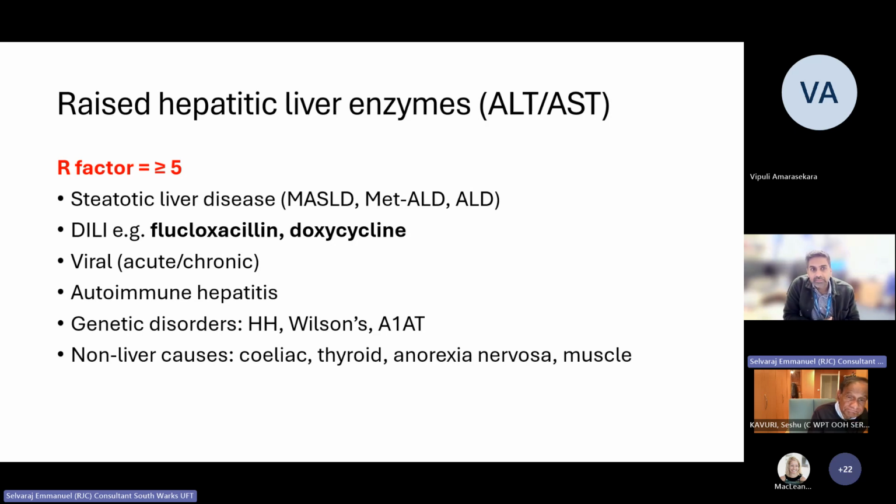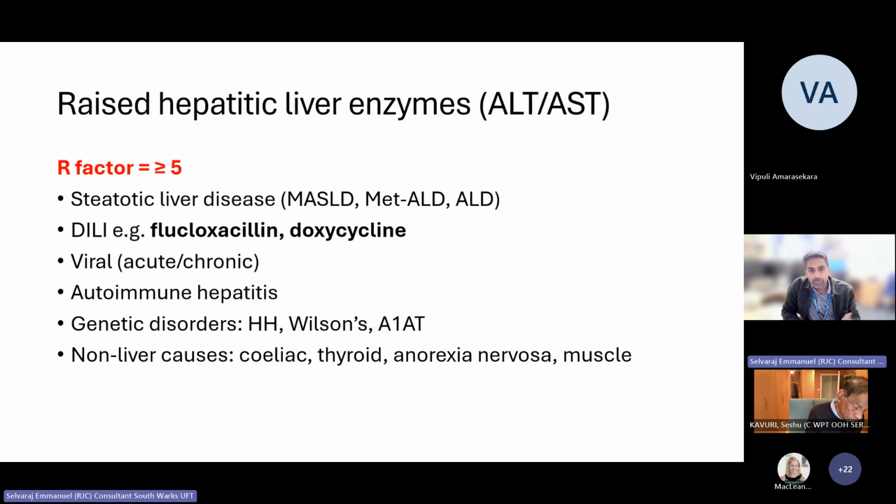Actually, the most common cause for this is, as you know, steatotic liver disease. We're seeing a lot of that with very mild ALT rises in these patients, which is reflective of inflammation from the fat, steatohepatitis sometimes, but not always. Again, DILI is quite common, with different antibiotics and different over-the-counter drugs. I've got a whole slide on DILI coming up. Flucloxacillin and doxycycline are the common ones that we see that cause raised ALT. Nitrofurantoin is another one. We'll come to that in the drug-induced section.